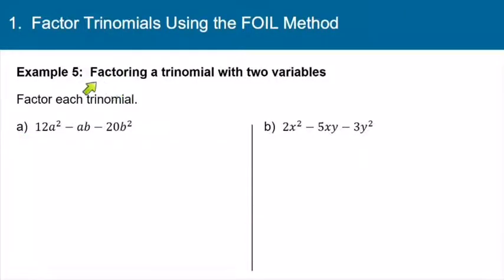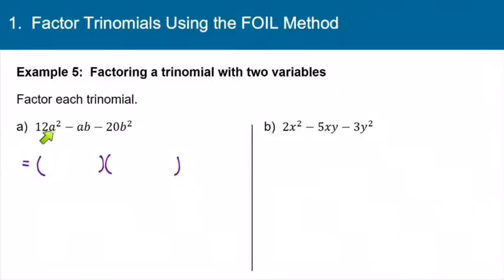Now here in example 5, we have a couple of trinomials with two variables. Remember that this does not change the method or the process that we use. It's just that when we put in our numbers for last times last, they will have to contain variables as well. So first let's look for a GCF. Here we have coefficients of 12, 1, and 20. Nothing besides 1 goes into all three numbers. And we notice also that a is not common to all three terms, and b is not common to all three terms. So there's no GCF besides 1. We'll go ahead and set down our two empty pairs of parentheses.